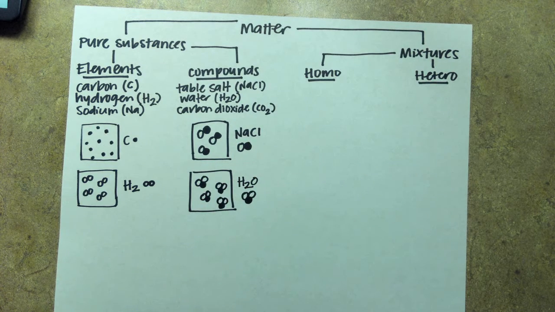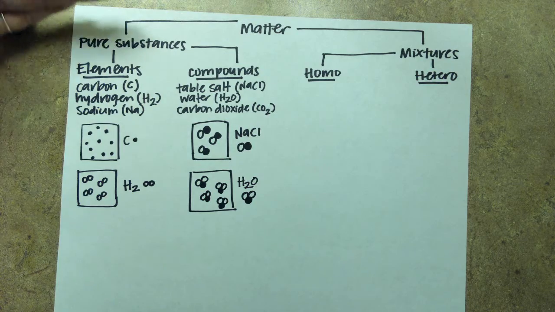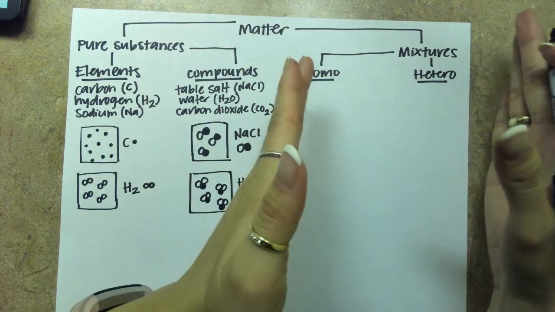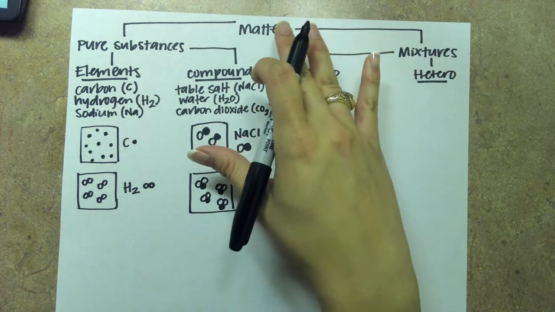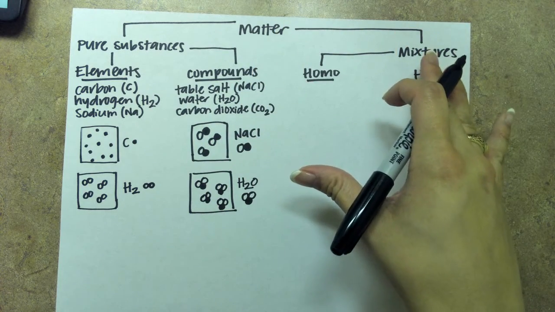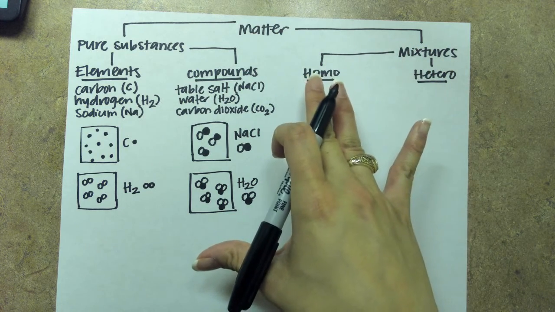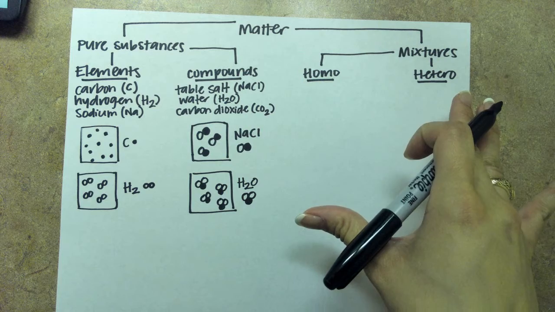So elements and compounds are just a category of pure substances. So what we're going to do is we're going to now move on to mixtures. And so when we classify matter, we classify them as mixtures. Mixtures can further be classified into more categories. You have homogeneous mixtures and heterogeneous mixtures.